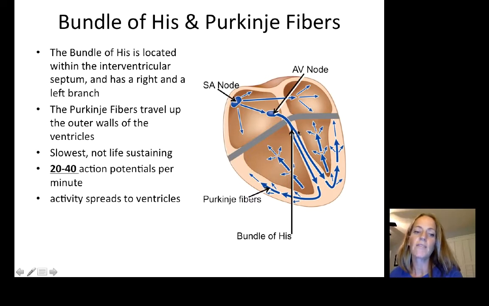approximately 20 to 40 action potentials per minute. So from the bundle to the Purkinje fibers, this is a very slow action potential, but again, it would only set the pace if there was damage to the AV node and damage to the SA node. 20 to 40 beats per minute is too slow to sustain life. It's not life-sustaining. 20 to 40 beats per minute is not enough activity to get enough blood pumping out to the body.